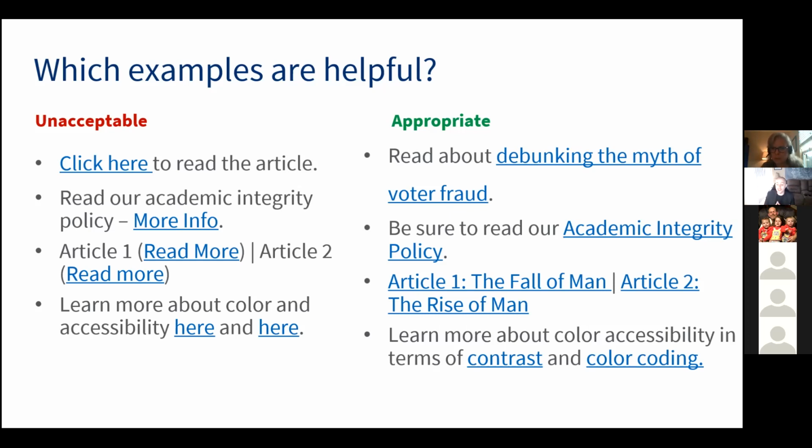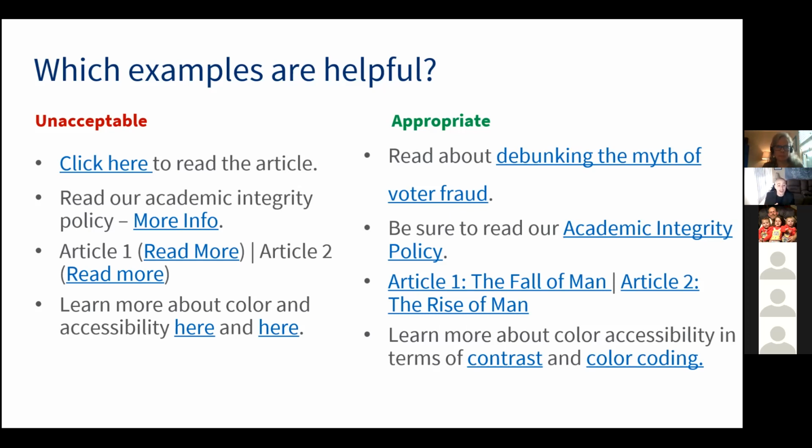On the left-hand side of the slide, we have some unacceptable uses: click here, more info, read more, here and here. Now imagine just seeing the blue underlined text. That's all I would see if I was using a screen reader pulling up a links list. It would say just those words, click here, more info. I would have no idea what that meant because there's no context.